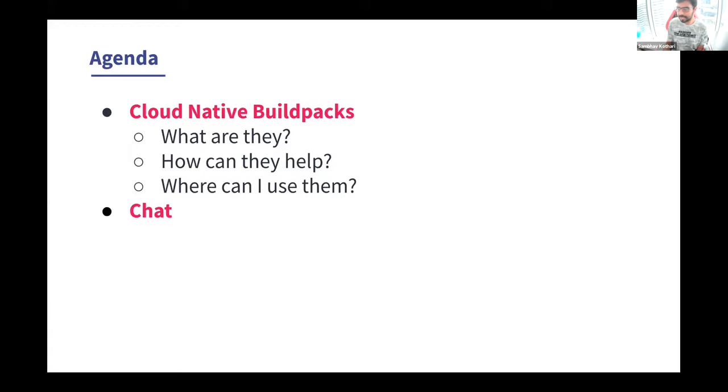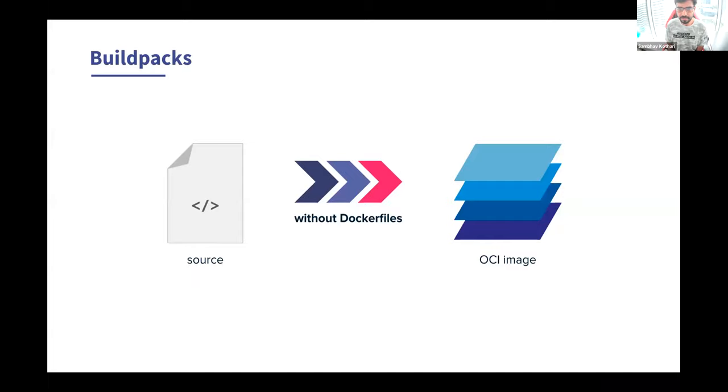So the agenda for today is just a brief introduction to Buildpacks, what they are, how they can help in various image building scenarios, especially in the context of security and supply chain, and how and where you can use them. And at the end, we'll be taking some questions that you may have on our presentation. So first of all, what cloud native buildpacks are. If you're not familiar, cloud native buildpacks are a way to transform your application source code into runnable images without Dockerfiles.